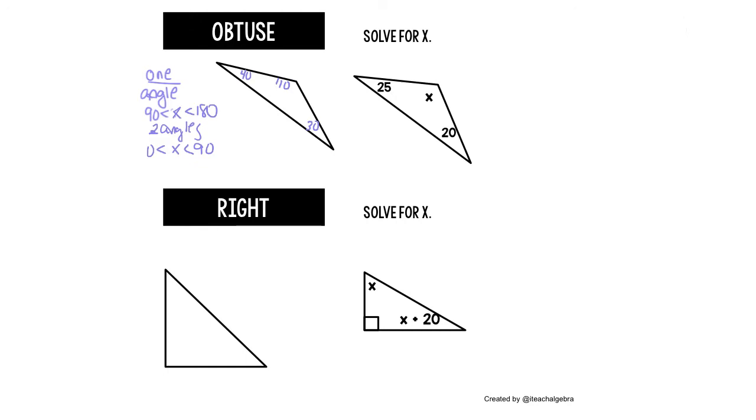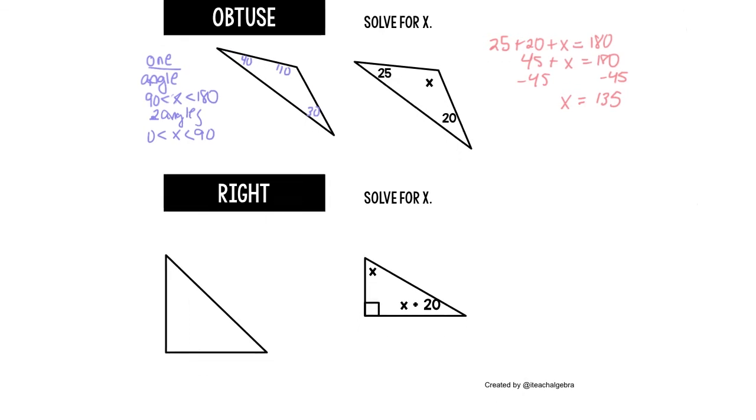Just like we did above, if we want to solve for x here, we need to remember that we can add all of the angles of our triangle together, and it has to equal 180. So we combine like terms on the left, we get 45 plus x is 180. Then we can subtract 45 from each side, and we get x is 135. That's what makes it an obtuse triangle.